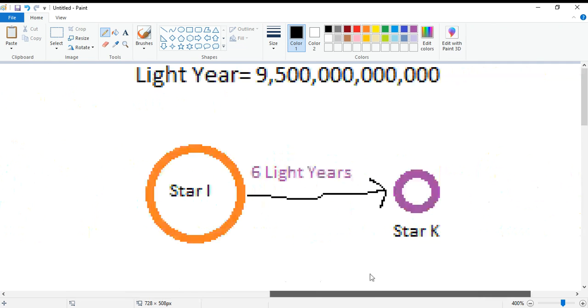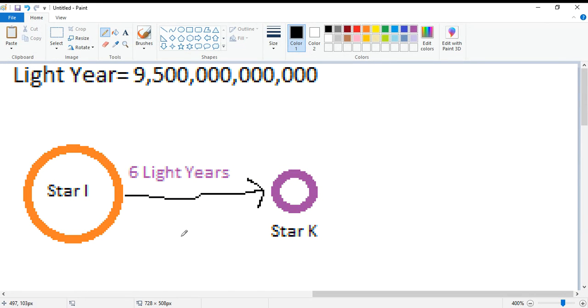Now I want you to try. So here we have star I being 6 light years away from star K. Now we have what a light year is, and now that we've taught you how to do scientific notation, you can go back if you're still confused. I want you to try finding the distance of 6 light years in scientific notation. Okay. Give us your answer.